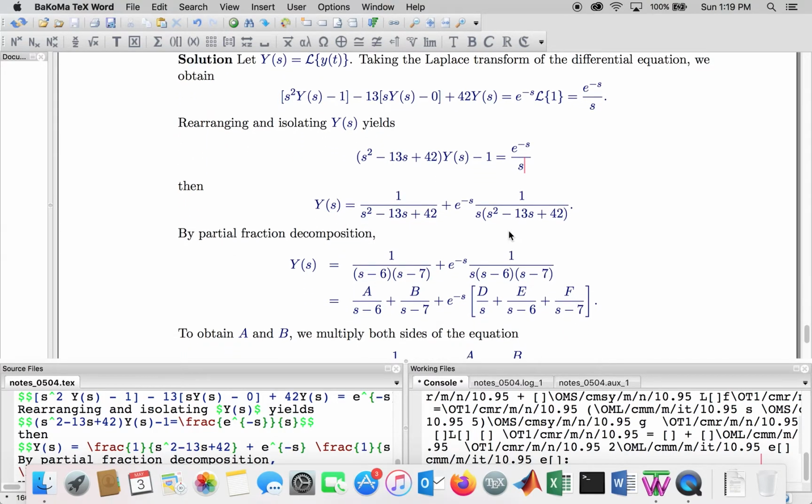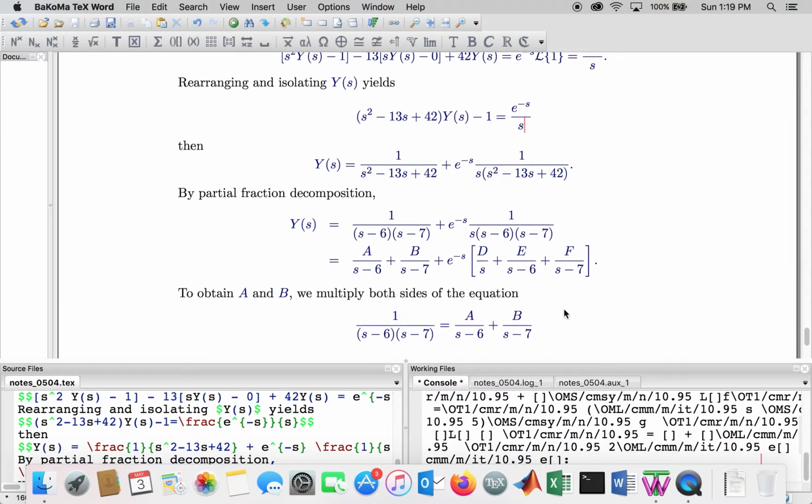So now there are two separate partial fraction decompositions that are needed. Unfortunately, they had to be kept separate because one of them is multiplied by exponential, which doesn't really work well with partial fraction decomposition, and then the other is not. So this factors into 1 over s minus 6, s minus 7. Here, same factorization, but we have an extra factor of s in here. So here are the decompositions for each. So we have constants over whatever linear factors that you have. So we'll just focus on getting a and b first, then deal with getting d, e, and f.